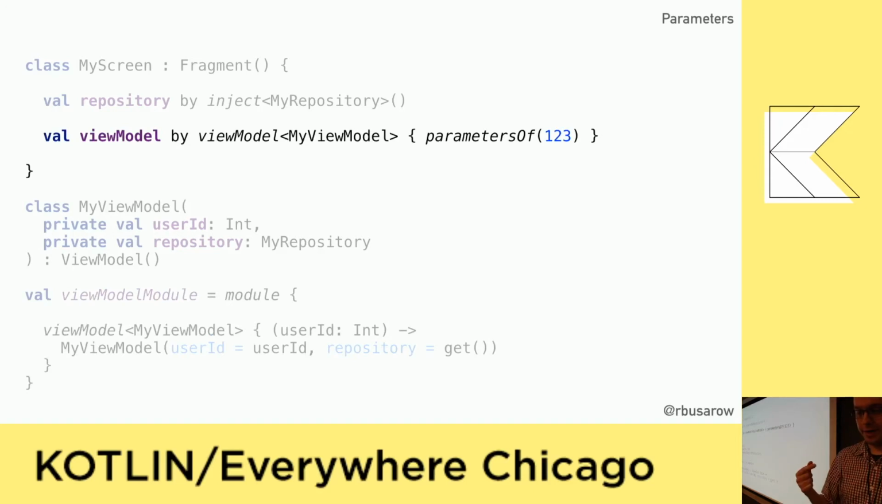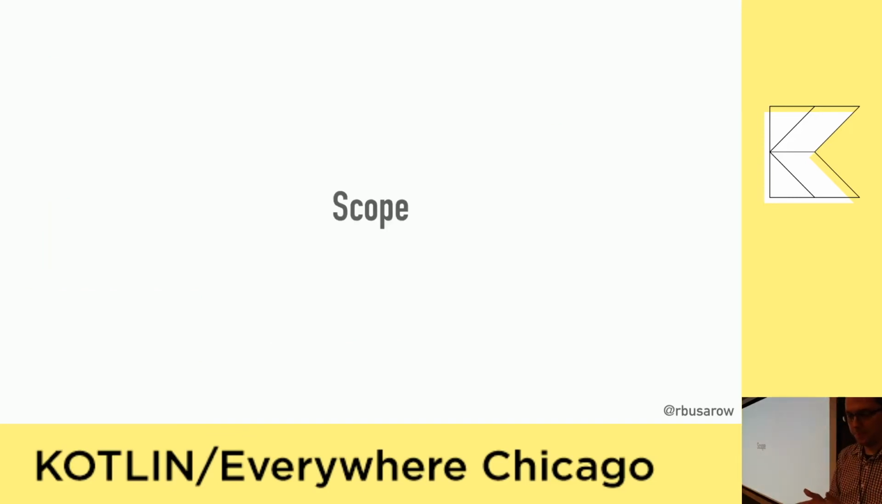Meanwhile, on your screen, instead of using by view model with empty parentheses, you instead pass a lambda in with a parameters of object, and that will automatically generate the object which has been parsed in order to invoke the lambda at the module site.